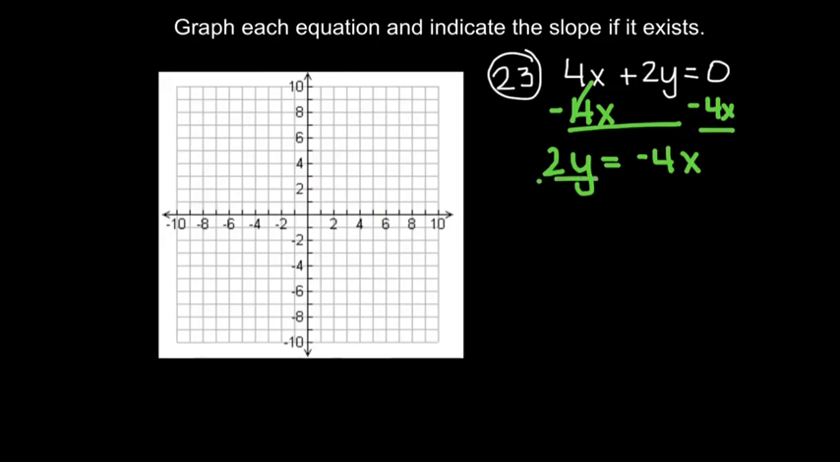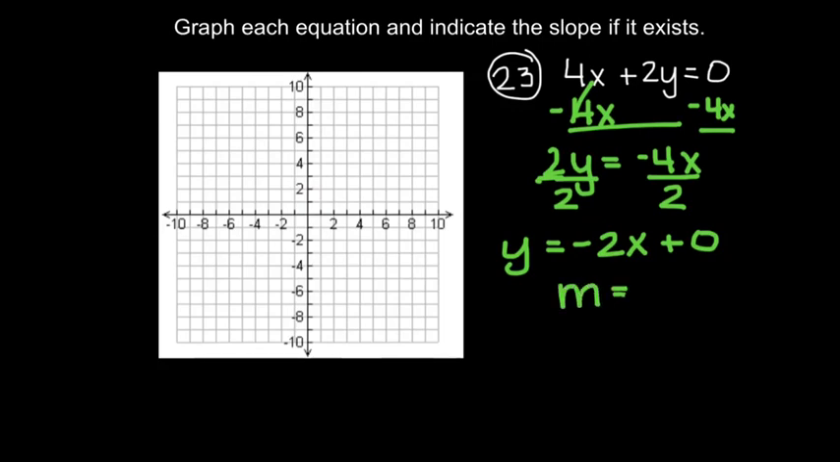And then I would divide both sides by 2. So I'm left with y equals -2x. Again, if you want to put the plus 0, you can. This equation is in slope-intercept form. The slope is the coefficient of the x, so that means that the slope of this line is -2. Another way to think about that is -2 over 1. We can use that when we graph.